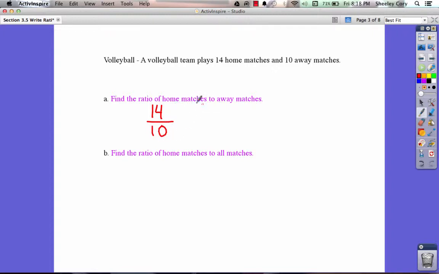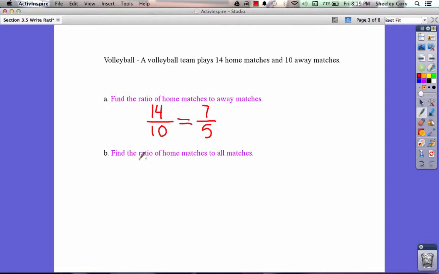Whenever it says home matches to away matches, we're going to use division to take the home matches and divide out the away matches. We could reduce that, 14 over 10, to 7 over 5. And what that's telling us is every 7 home matches, we've got 5 away matches.